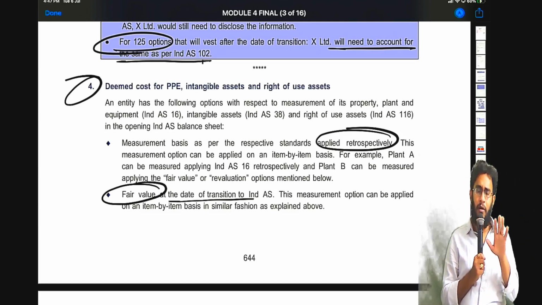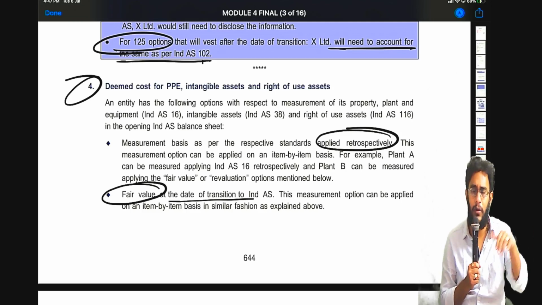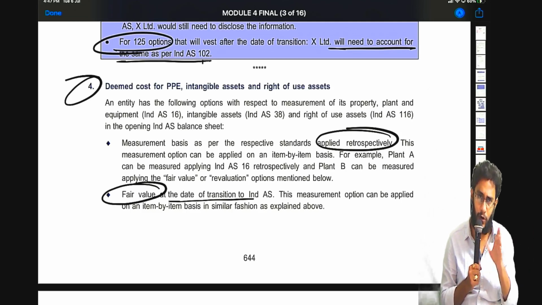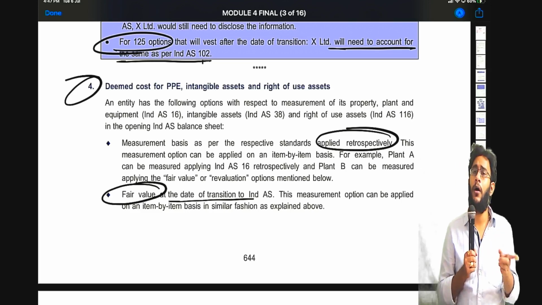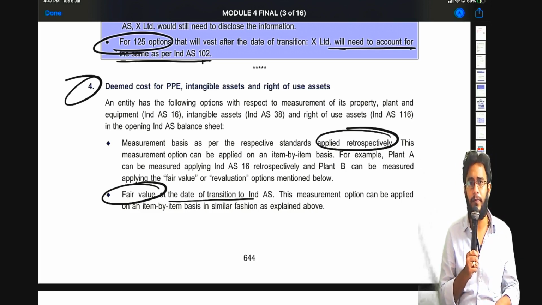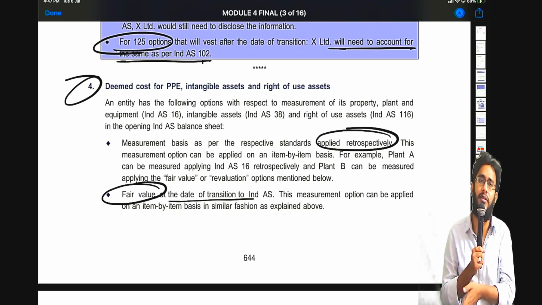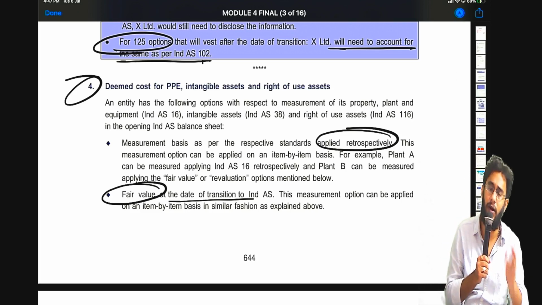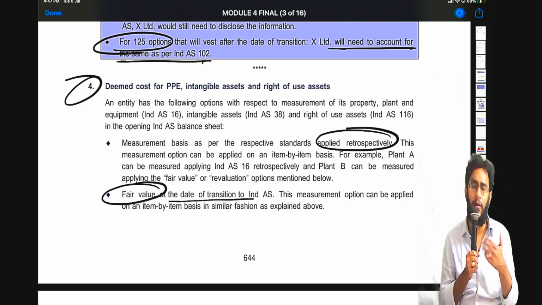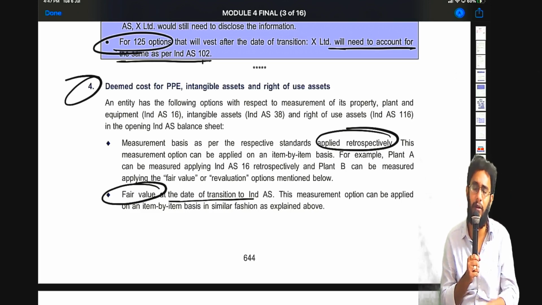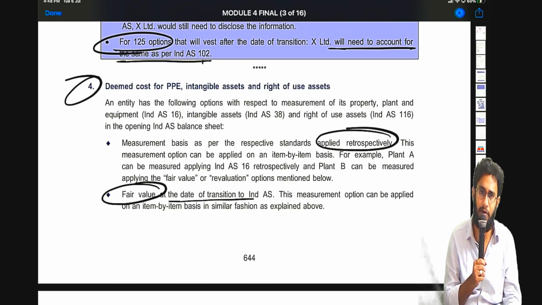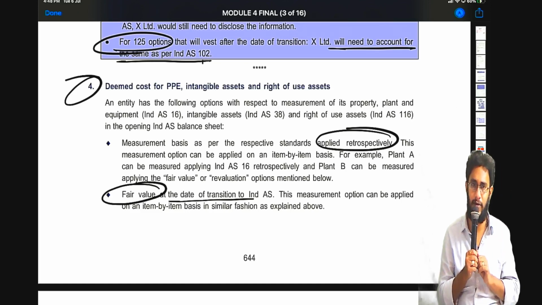Anyway, if you have to talk for the whole group, then there are three options, sir. What are the options? Apply Ind AS 16 retrospectively, or do a fair valuation on the transition date, or whatever carrying amount is there under AS, bring it as it is into Ind AS. Three options are there. If you have revalued assets under previous AS also, then a revaluation amount can be accepted. So total four choices, sir.